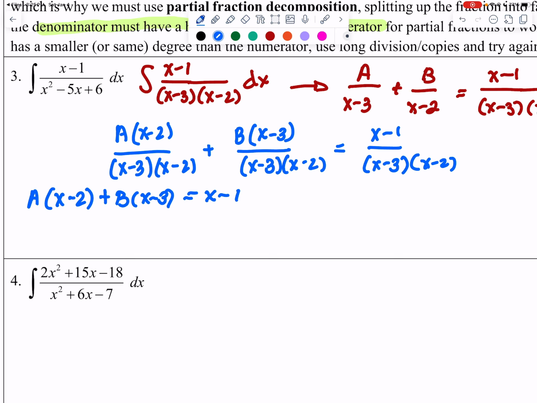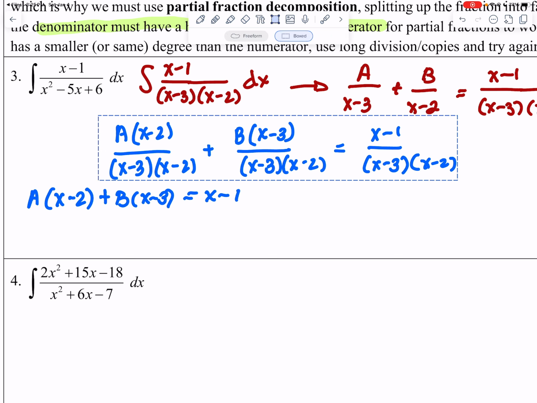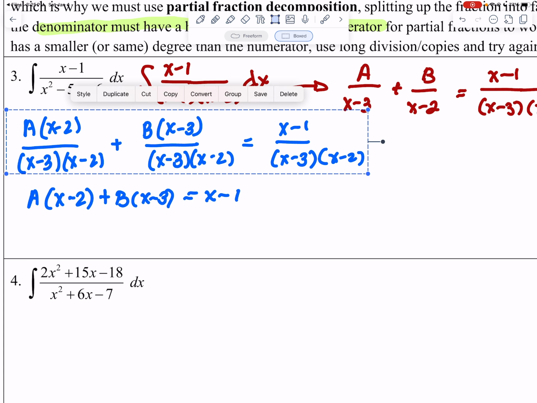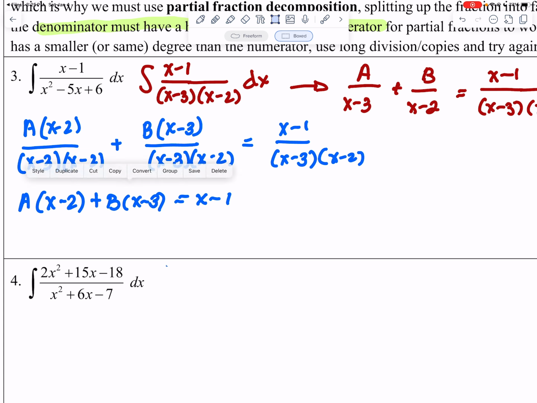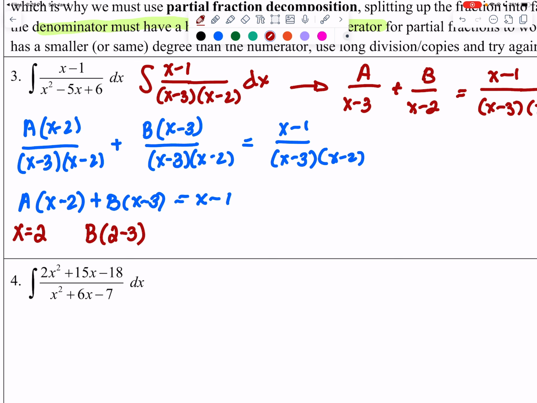So what we need to do is figure out what my A and B values are. In order to do that, what we're going to do is think about zeros. So here is what I mean by looking at zeros. I'm going to pretend that x is 2. Now, if x is 2, notice how the A's will cancel out because 2 minus 2 is going to be 0. So then I'm just left with B times 2 minus 3 is equal to 2 minus 1, or negative B is equal to 1, which gives me B to be negative 1.